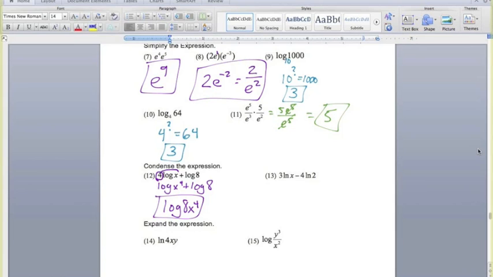So number 13 has some stuff out front to take care of first. So we get the natural log of x cubed minus the natural log of 2 to the 4th. And this one has a subtraction of logs. So in the last problem, we took our addition and smushed it together and it became a multiplication. What will subtraction become? Division.